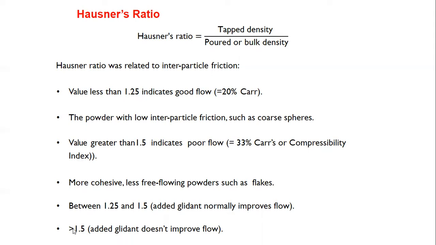Then when Hausner's ratio is greater than 1.5, then addition of glidant does not improve the flow properties of the powder. So let's calculate Hausner's ratio.